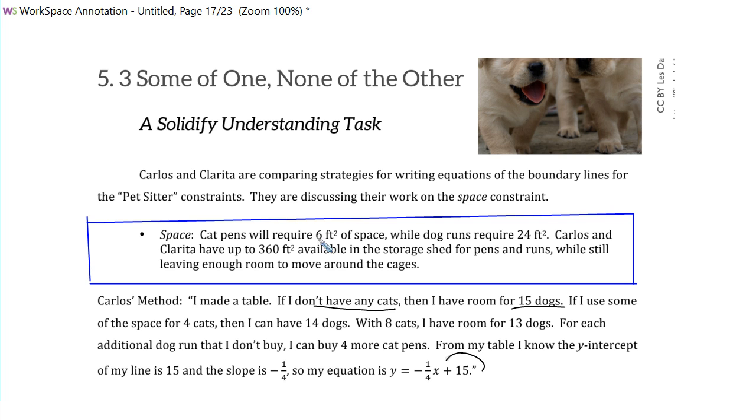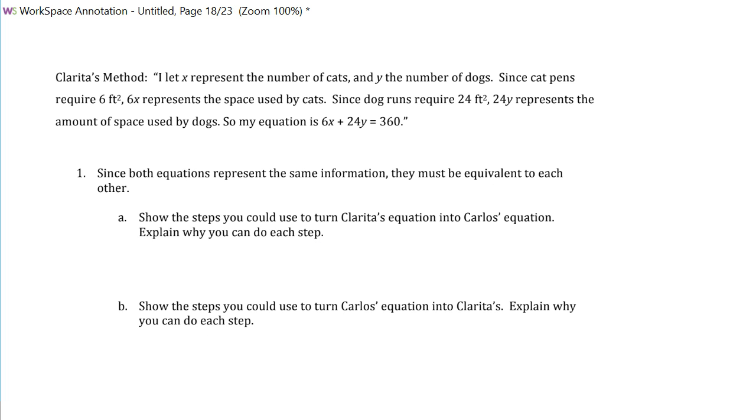And for every cat that she adds, she loses 1/4 of a dog. Or for every dog that she drops, she adds 4 cats, essentially. Does that make sense? Okay. So there's nothing to do on that page.